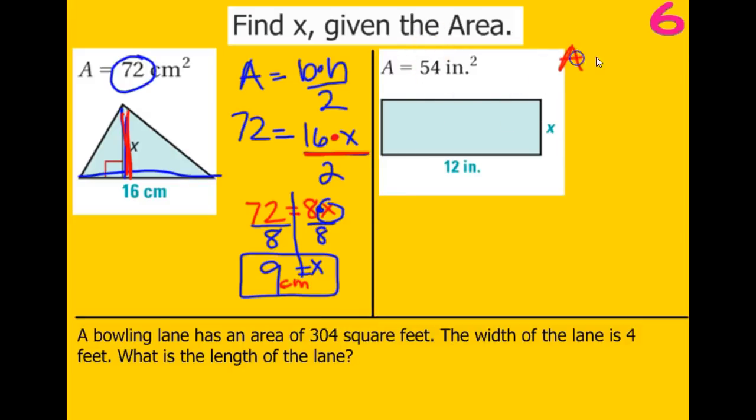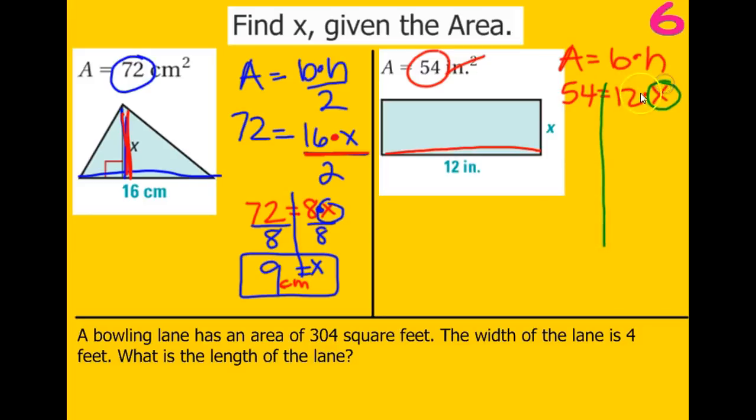Over here, area for a rectangle is just base times height. So our area we know is 54. Don't include units on this, just add your units at the end. Our base right here is 12 times our height, which we don't know, it's x. So we want x all by itself. The opposite of multiply here is divide. 12 over 12 is just 1, or x. And then 54 divided by 12 is going to give us a decimal. In my calculator, it gave me 4.5. 4.5, this one is inches.